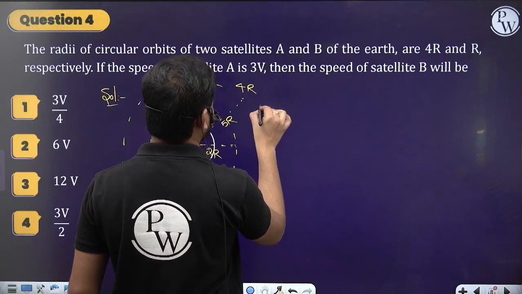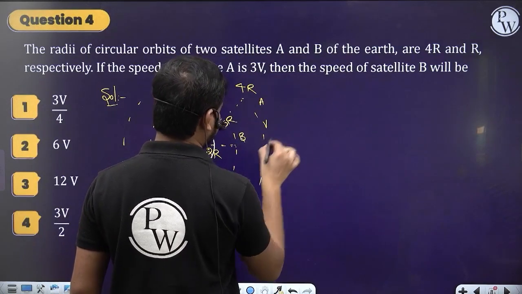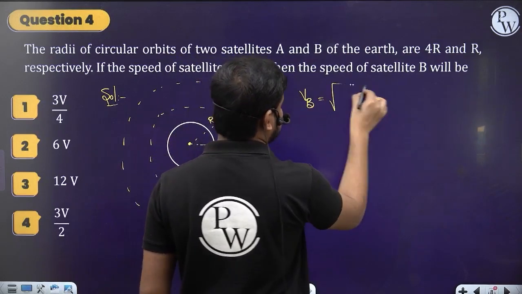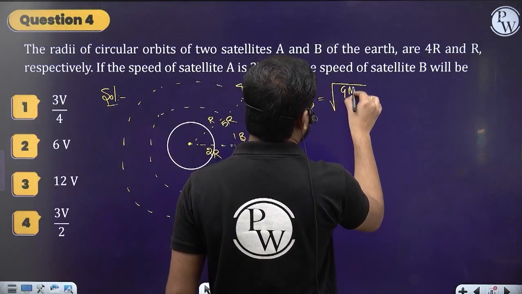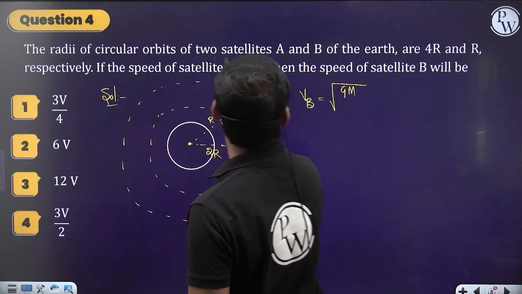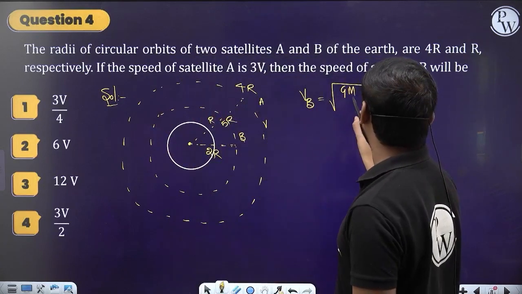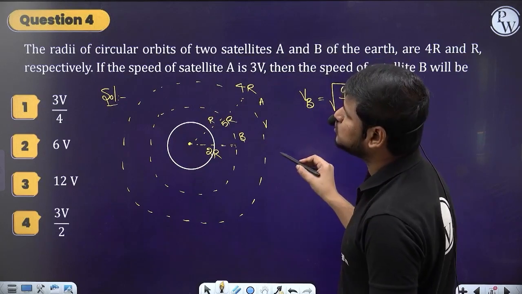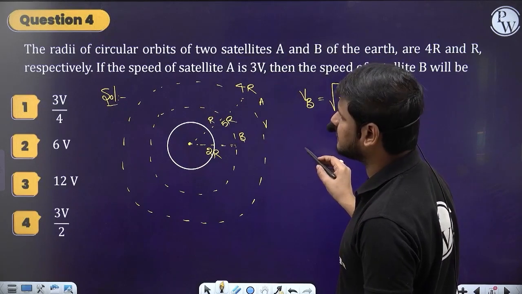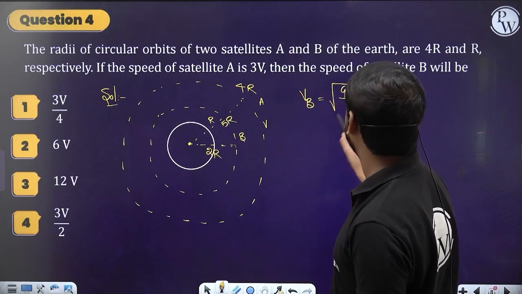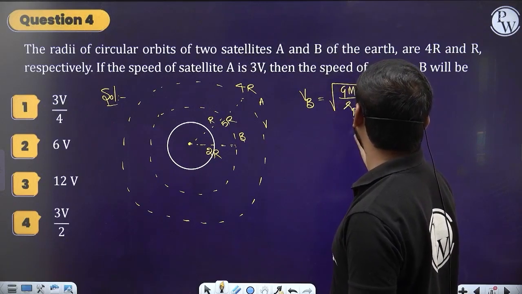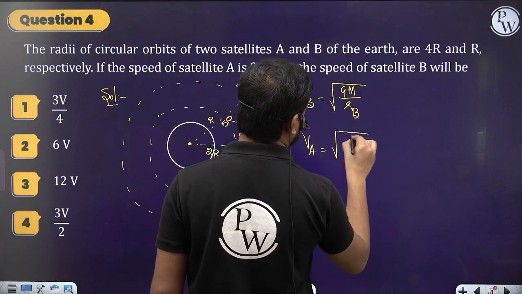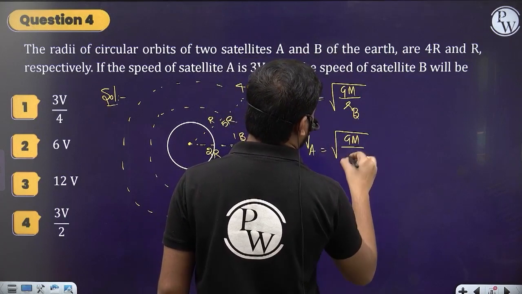So this we considered as A, this we considered as B, right? So the velocity of satellite B, what is the formula? Root over G M, where M is the mass of the Earth, by R, the radius of the circular orbit. So R of the satellite B, let's write. Then for A it is going to be root over GM by R of A.